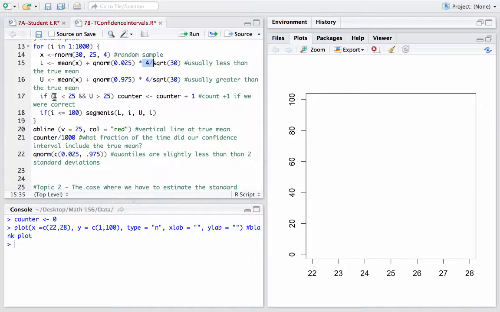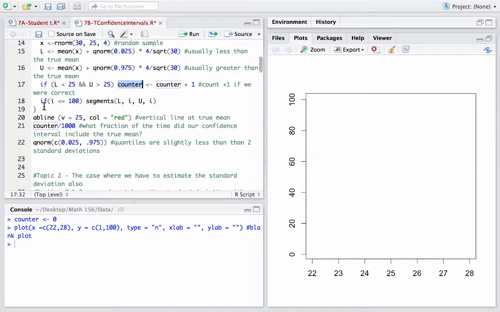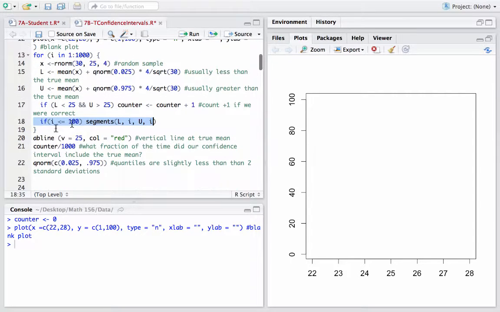And we're going to say if the lower is less than the true mean and the upper is greater than the true mean, that means our interval has enveloped the mean, and we're going to increment our counter. And for the first 100 such examples, we're going to draw a segment at height I that spans from L to U. Let's do it.